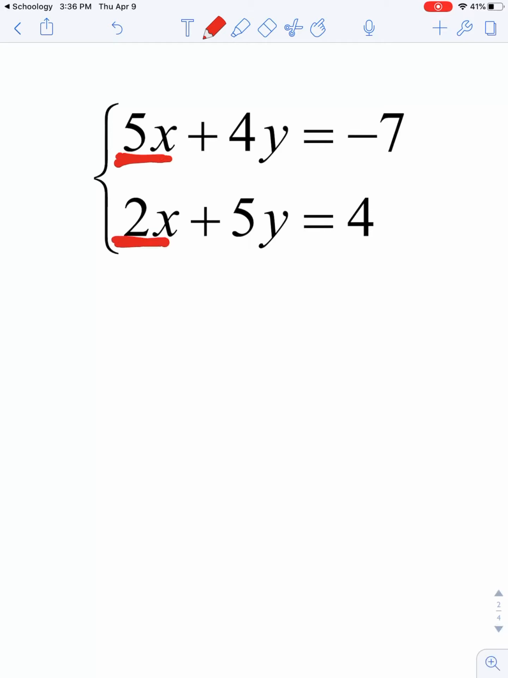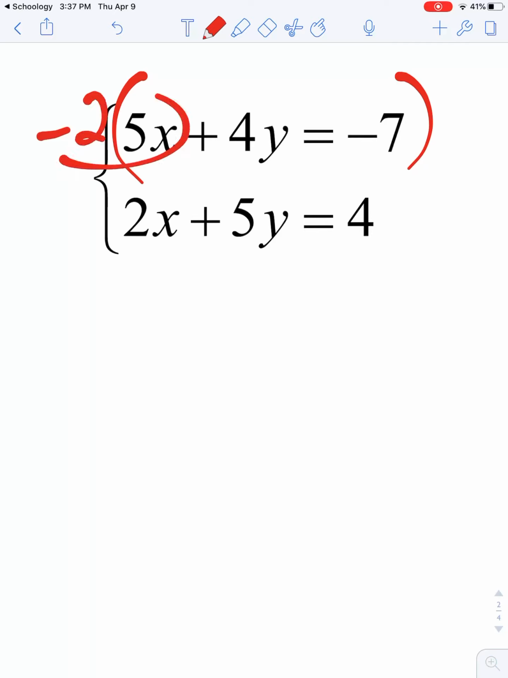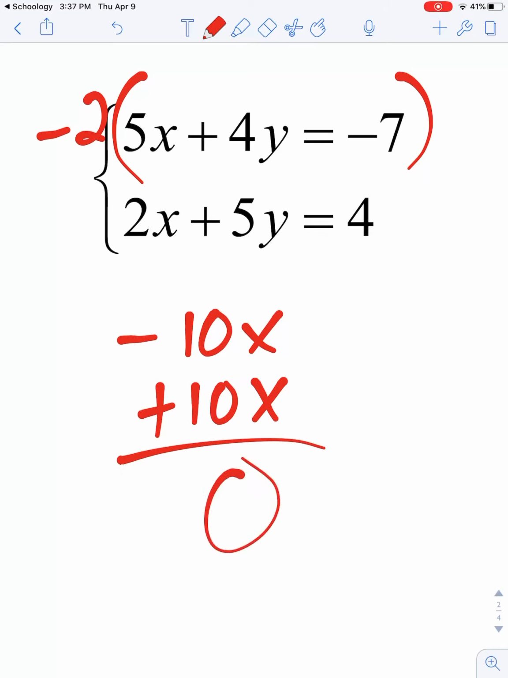So when I look, I have a 5 and a 2. If I add them together right now, I get 7x. That's not going to eliminate them. I need them to be the exact same number and opposite signs. So I'm going to multiply this equation by -2, which will give me here a -10, which means I need a +10 here because I want to eliminate them. -10x plus 10x, that's 0. That will eliminate the x's, so I need this to be a +10.